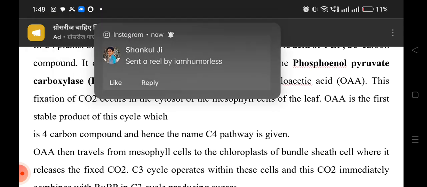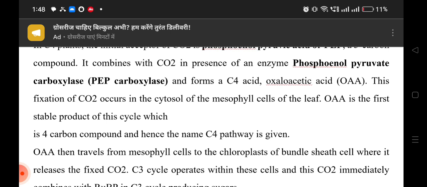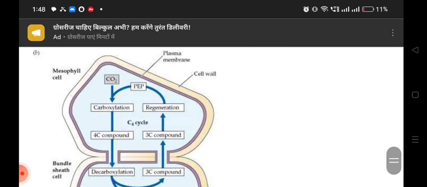So decarboxylation occurs in the bundle sheath cells, and OAA releases carbon dioxide, so it produces a 3 carbon compound. That same 3 carbon compound goes to the mesophyll cells and regenerates into phosphoenol pyruvate, so that a C4 cycle can take place again. Here you can see the structure of what I was talking about.